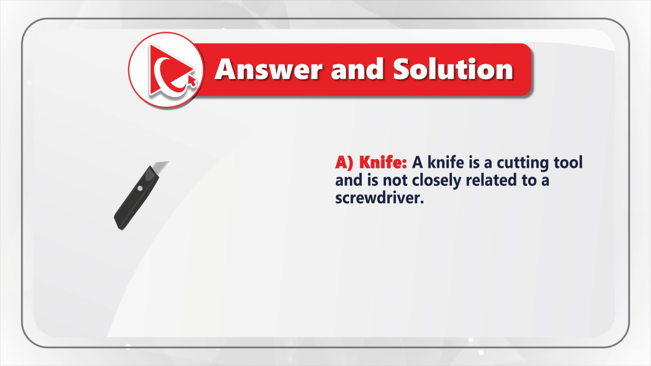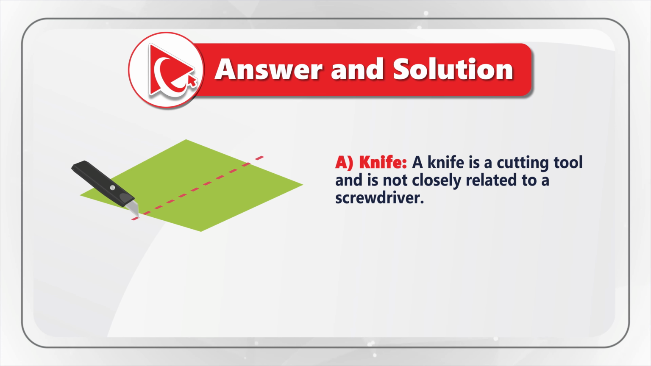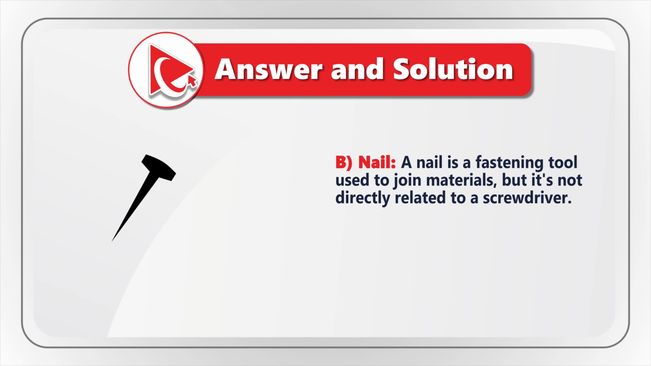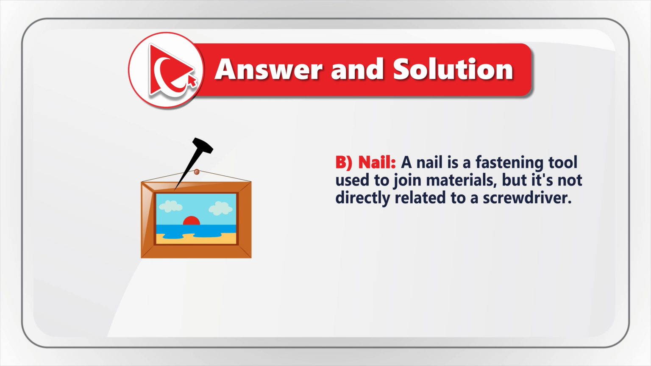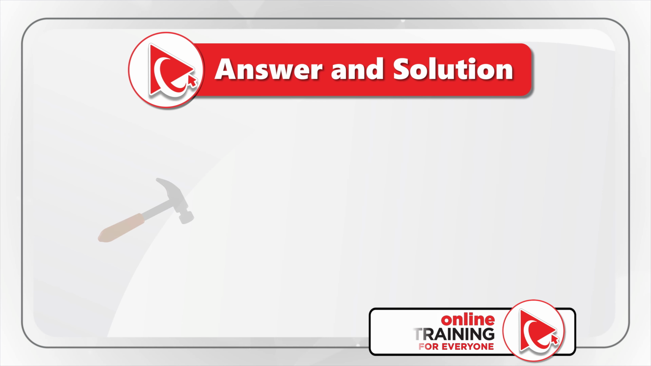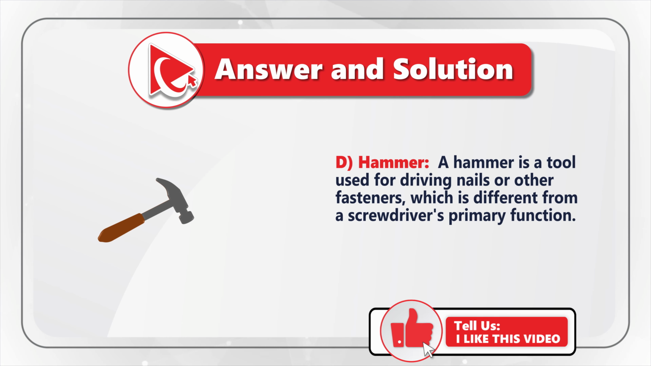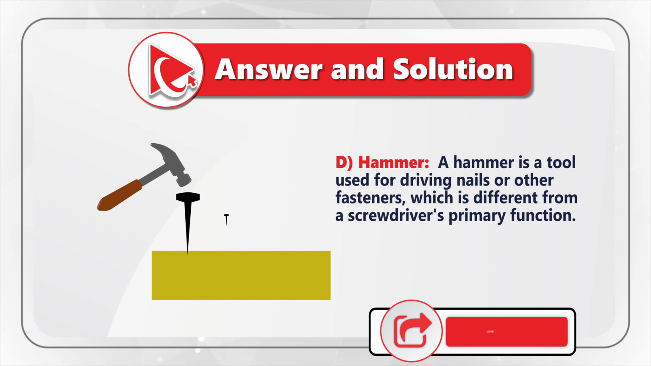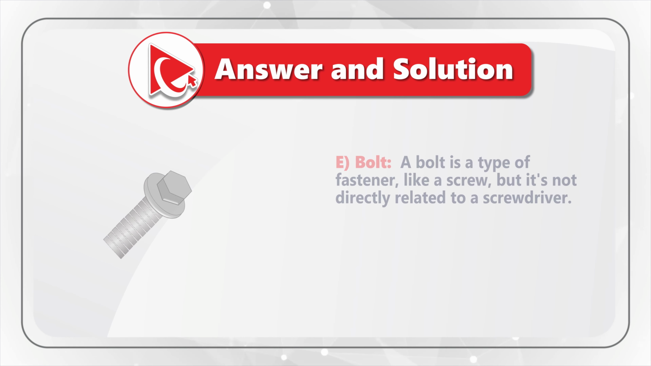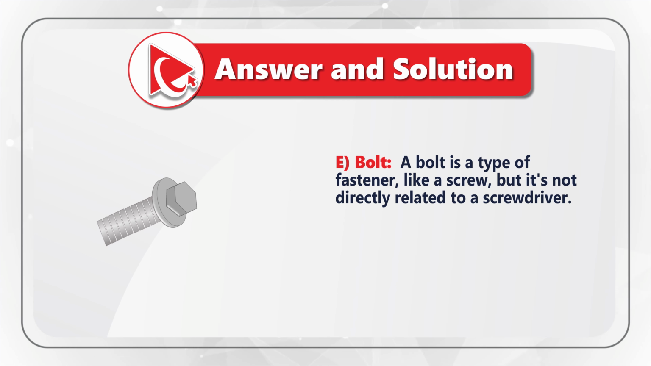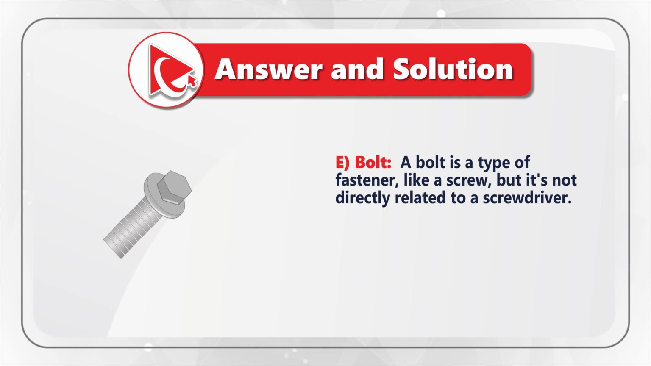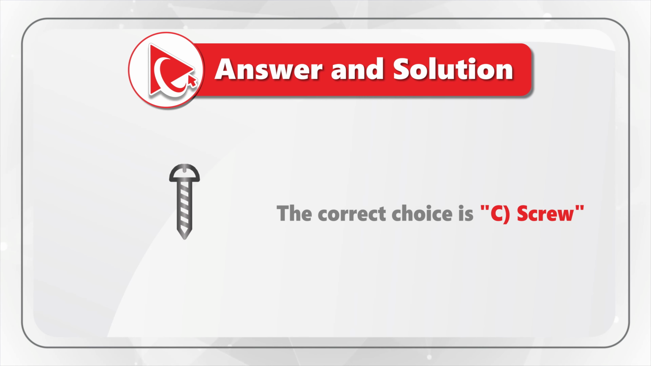I think choice A is a knife. A knife is a cutting tool, and it is not closely related to a screwdriver. Choice B is a nail. A nail is a fastening tool which is used to join materials, but it's also not directly related to the screwdriver. Choice D is a hammer. And a hammer is a tool that is used to drive nails or other fasteners, which is different from the screwdriver's primary function. And choice E is a bolt, which is a type of fastener, like a screw, but it's not directly related to a screwdriver. So, as you might have guessed, the correct answer here is choice C, screw.